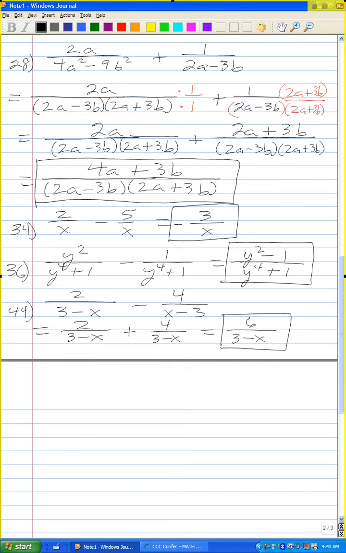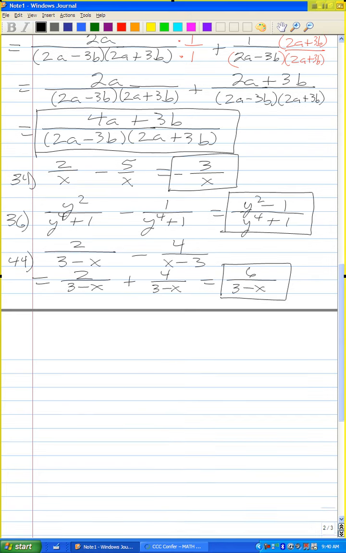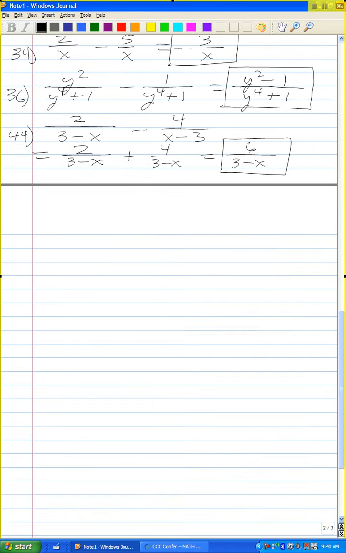Let me do, let's say, problem number 48. So this will be somewhat similar. So problem 48, 3 over a minus 6, a plus 6, minus 2 over 6 minus a.